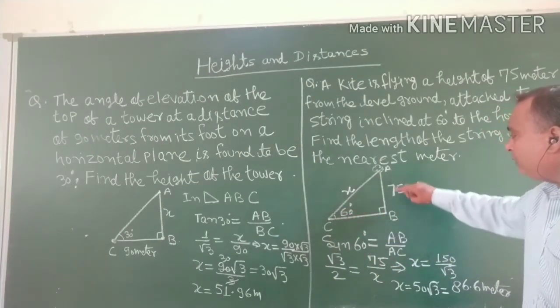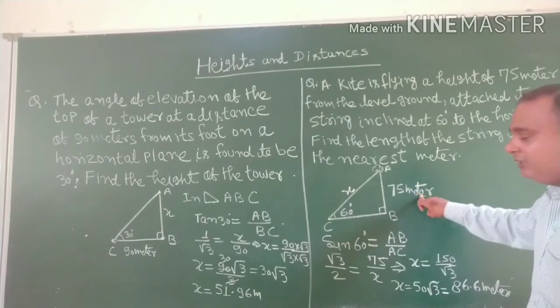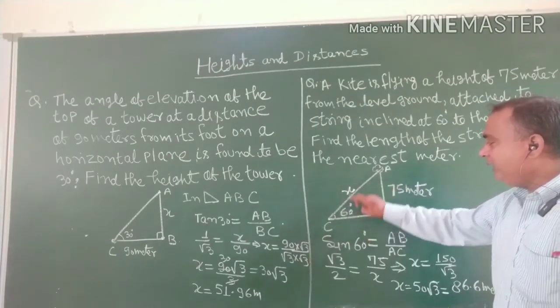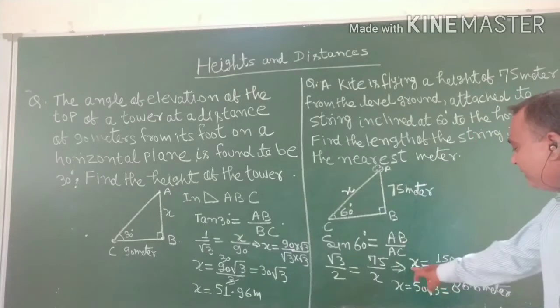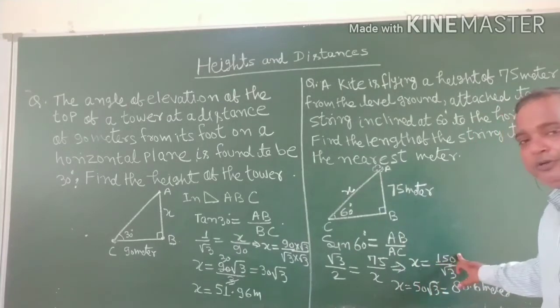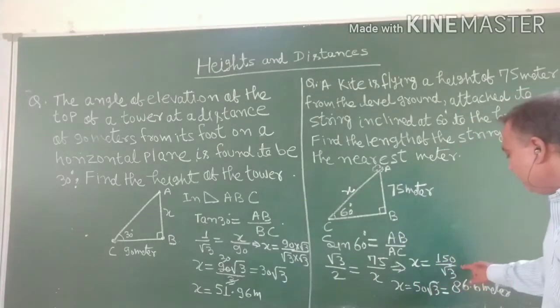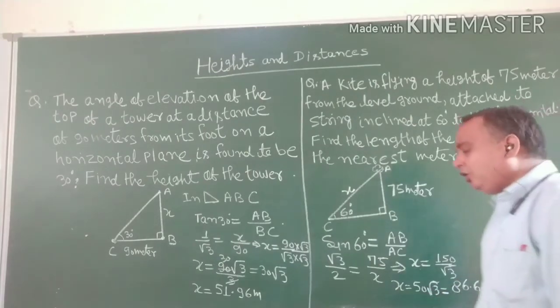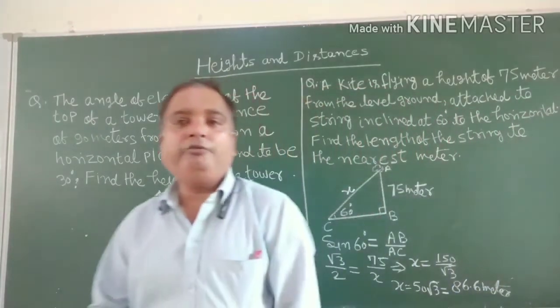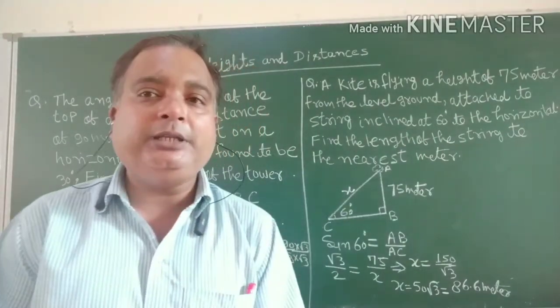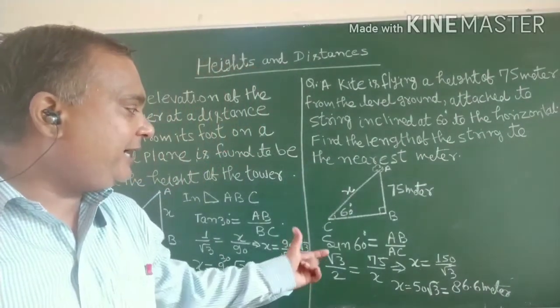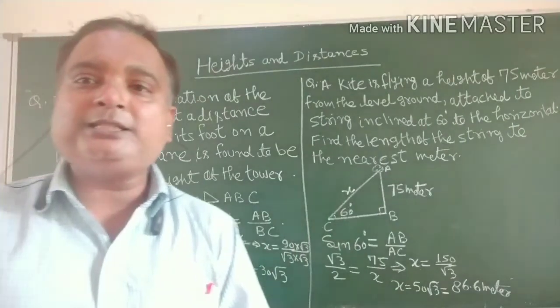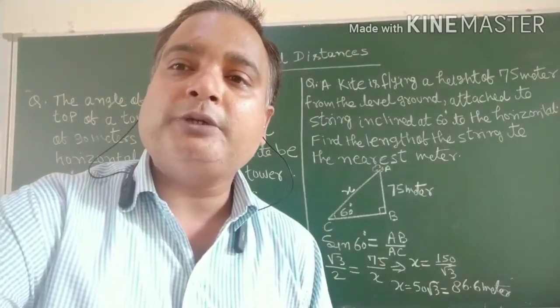The value of perpendicular AB that is 75. The value of hypotenuse AC let which x. So when I solve x equal to 150 upon under root 3. Now by rationalizing the denominator, it will be 50 root 3, or when we put the value of root 3 that is 1.732, the answer is x equal to 86.6 meter. Now next question.